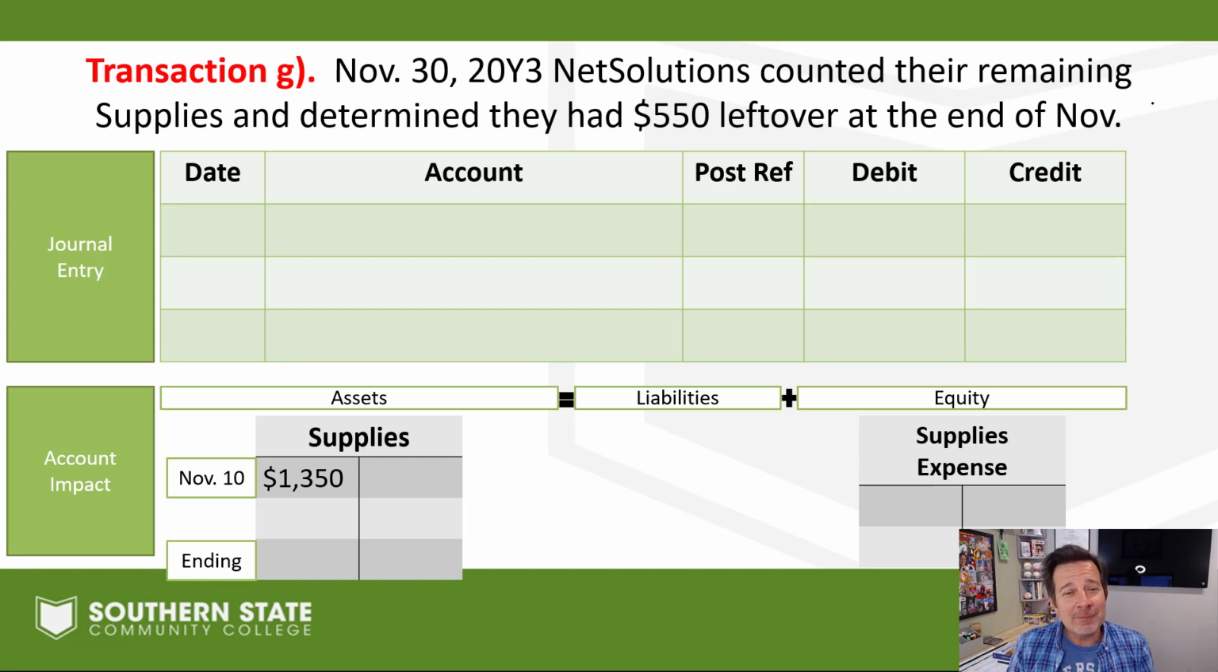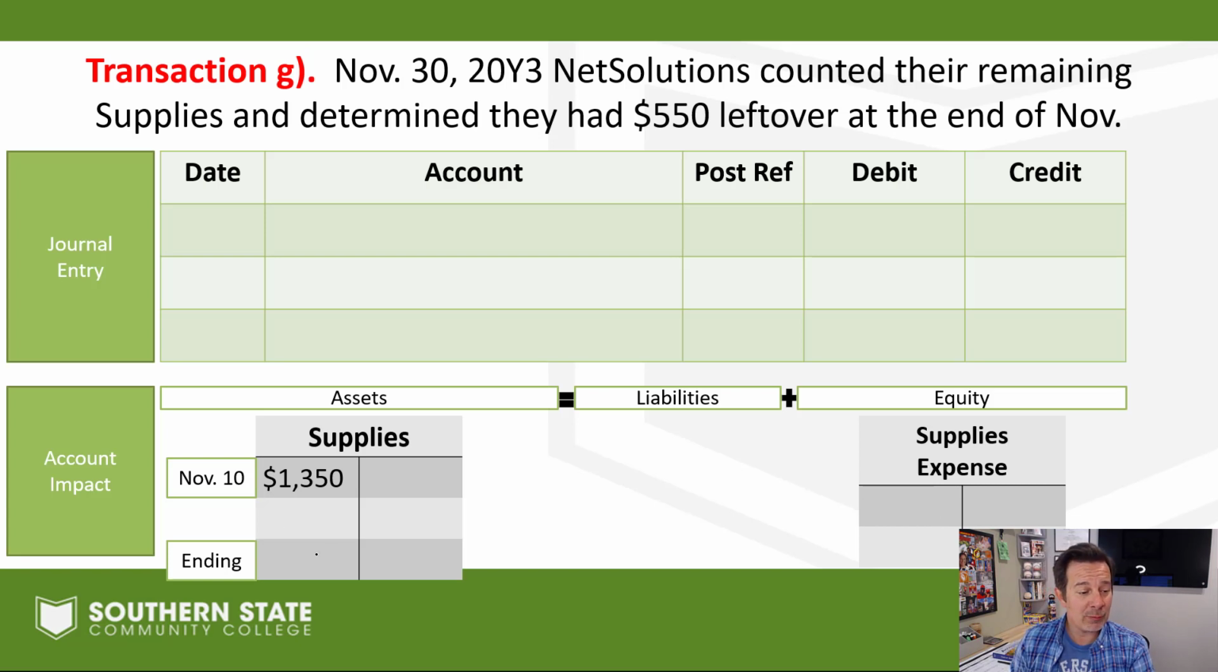Now, it's not really efficient every time we grab a pack of Post-it notes to make an accounting entry for that. So what we do is we just wait until the end of the period and we make one entry. We go in and count what's left over, and then we make an entry for what we've used up. Our problem here says we are down to $550 left over. We started with $1,350. So we need to make an entry that will take all the supplies we've used up out of supplies and record an expense for it.